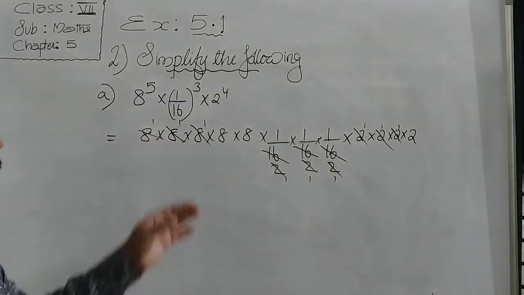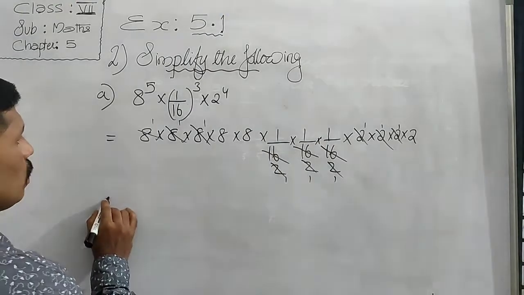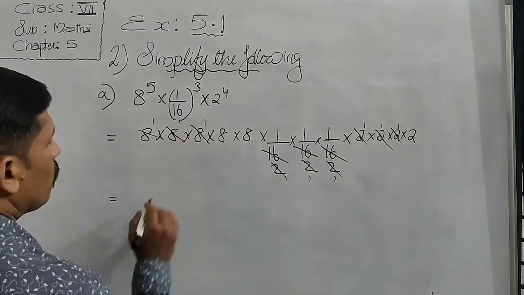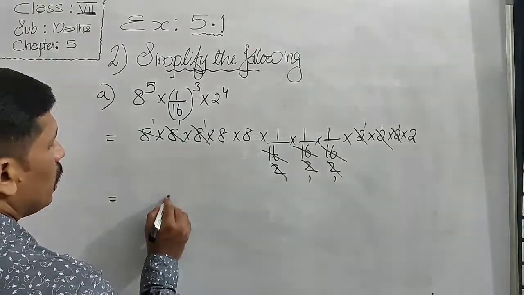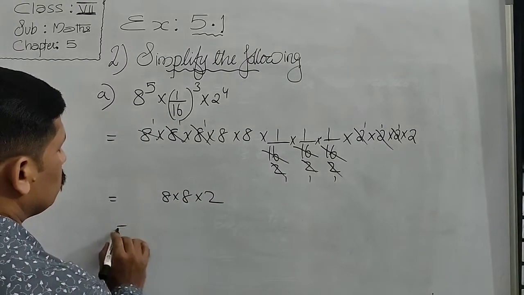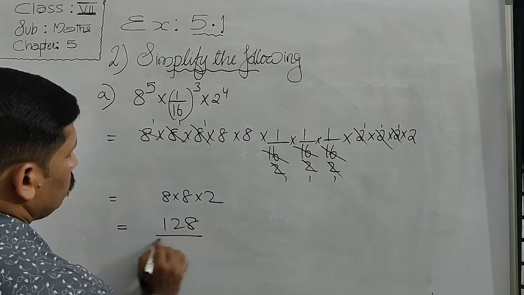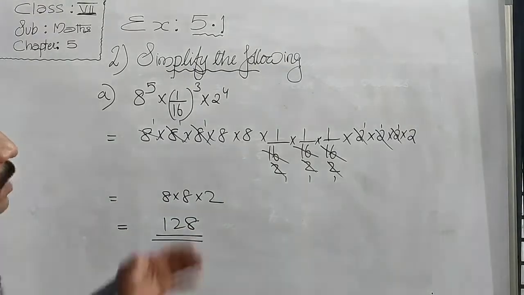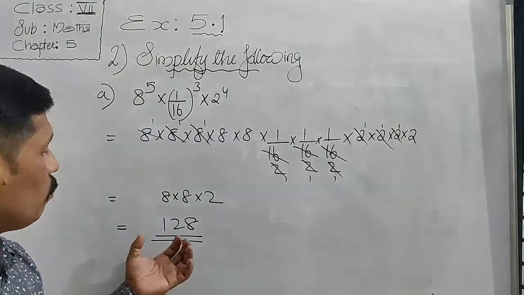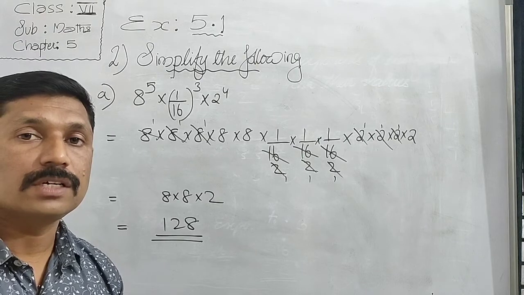Remaining, you can see that 8 8s are 64, 64 into 2, that is remaining. Remaining all numbers are one only, which we do not need to write. So 8 into 8 into 2 is equal to 8 8s are 64, 64 twos are 128. So we have simplified this, and the value of this is 128. Now we move to the next question.